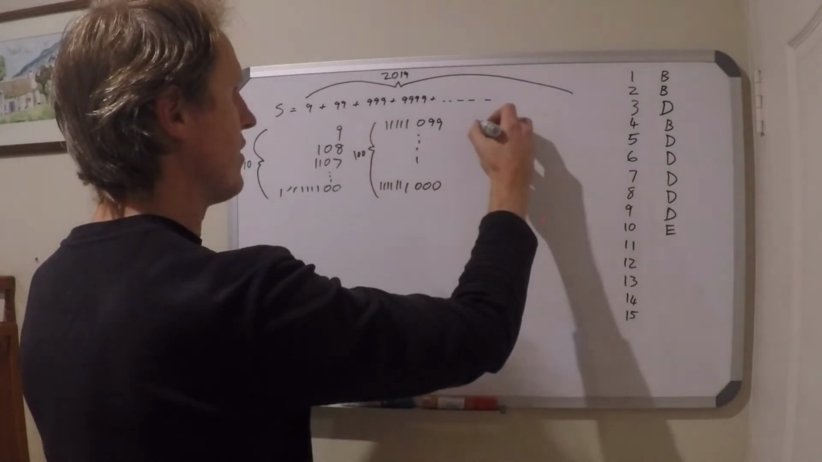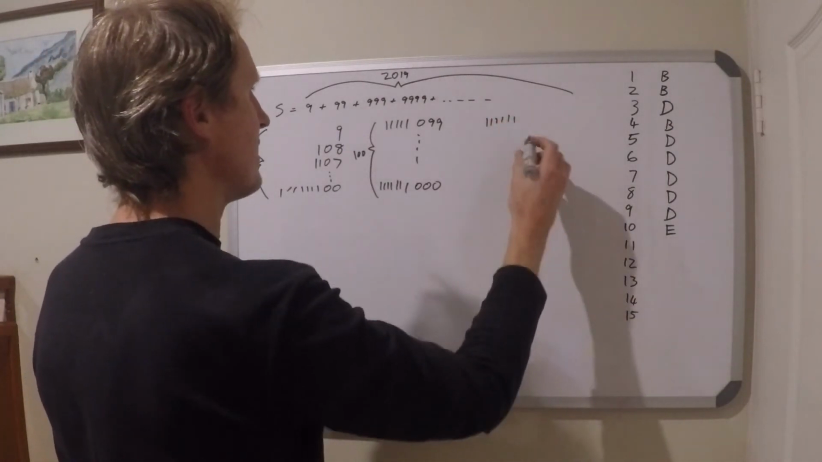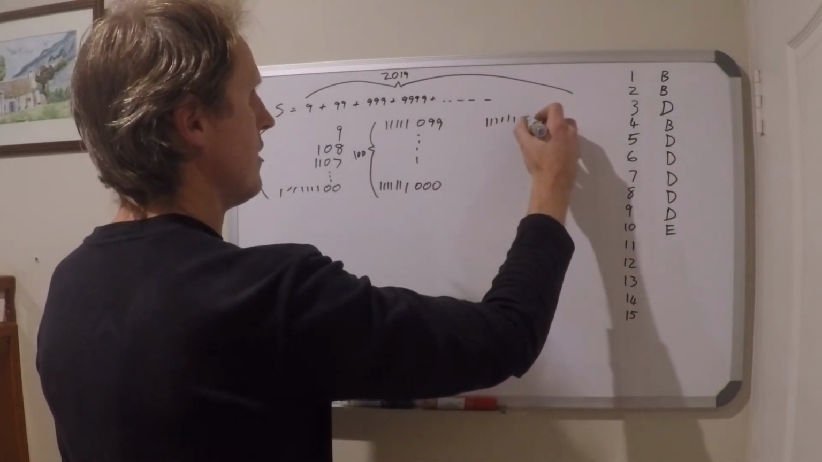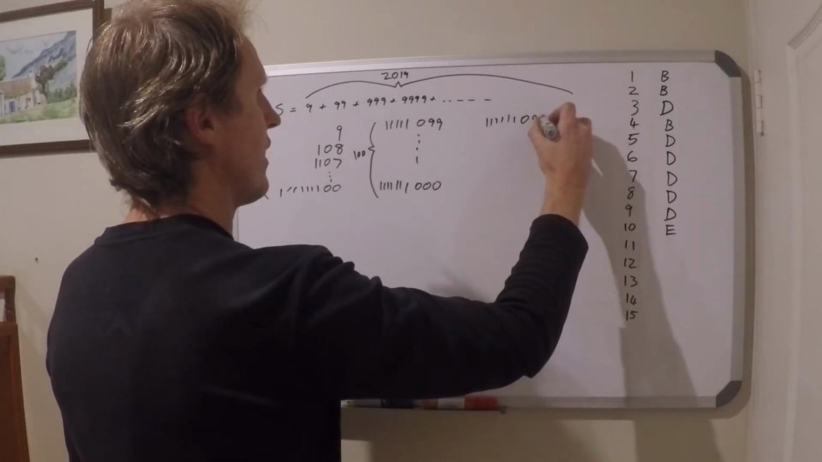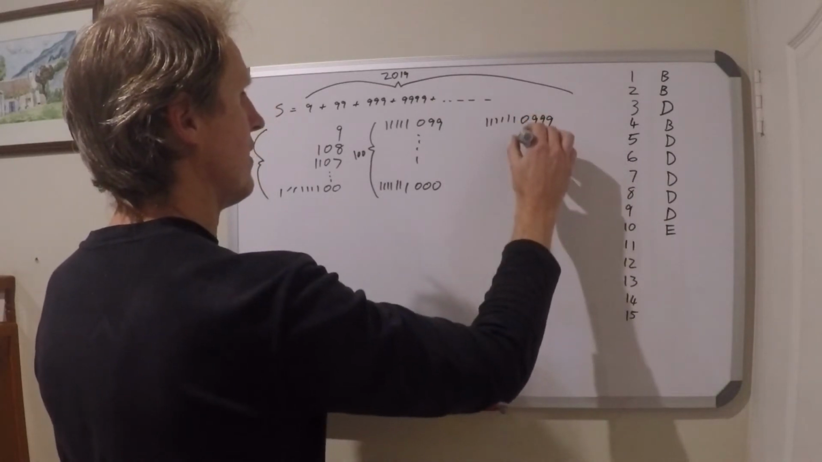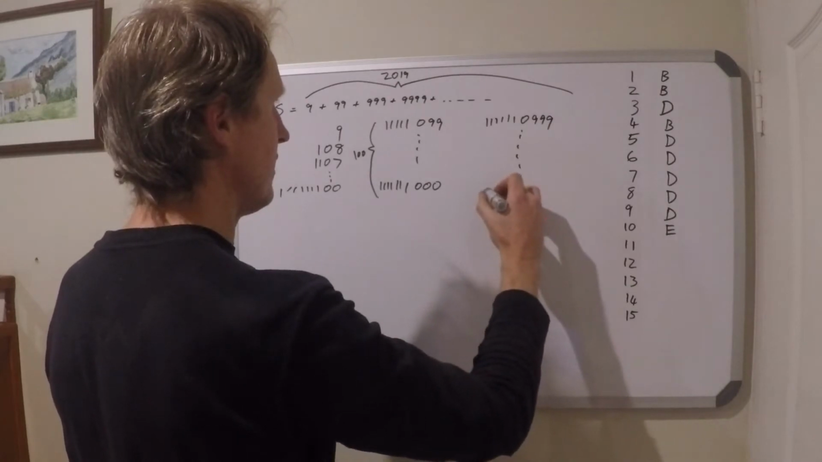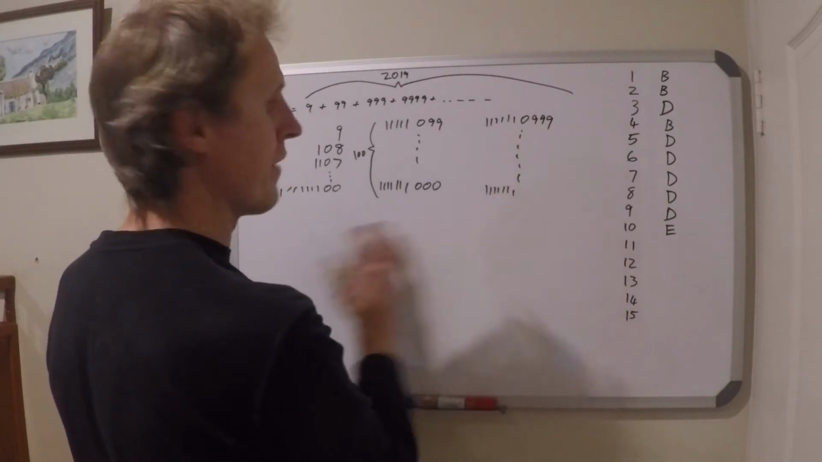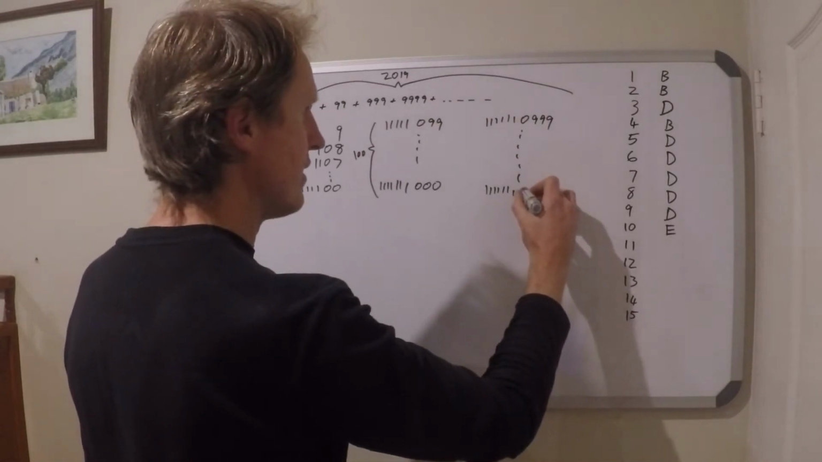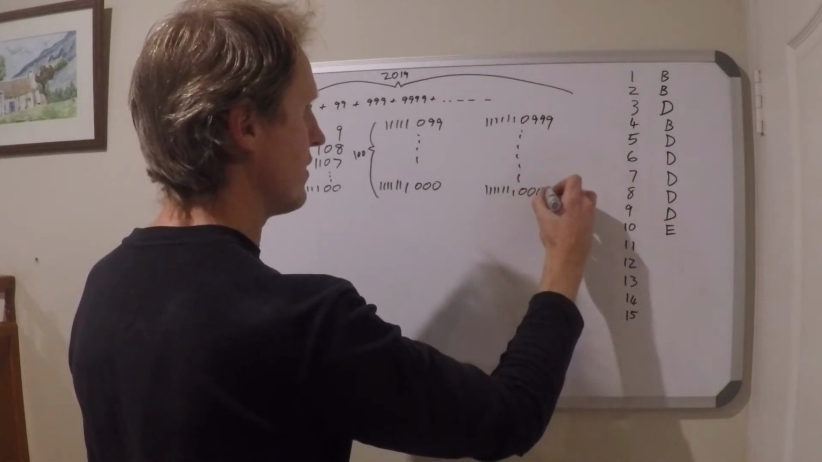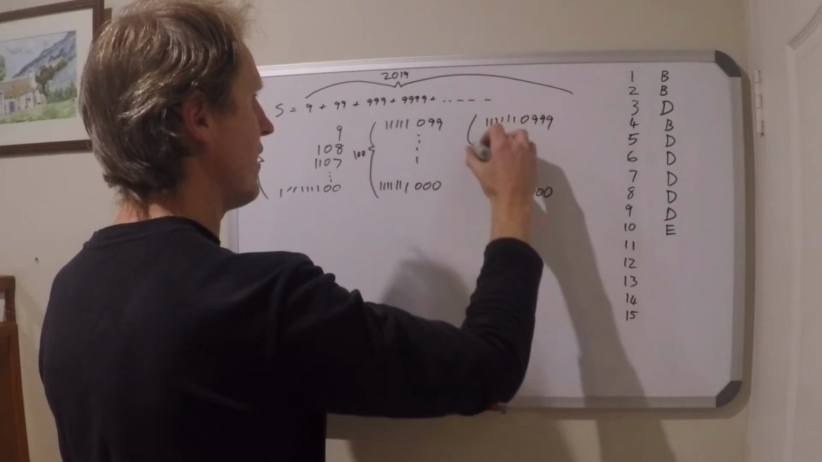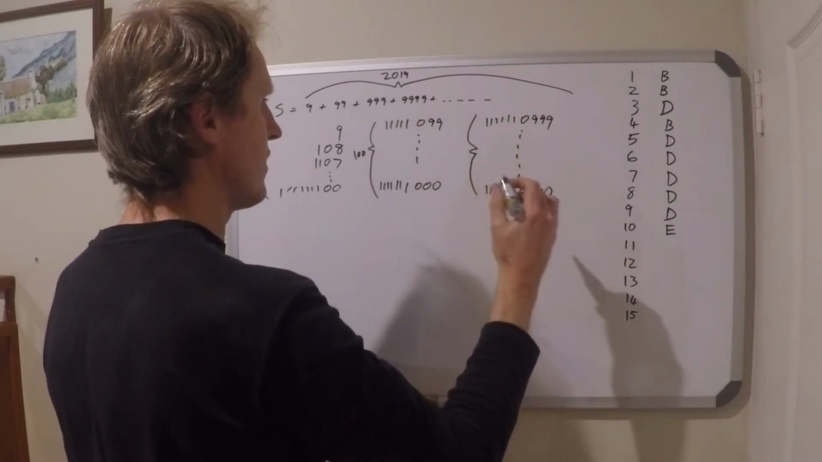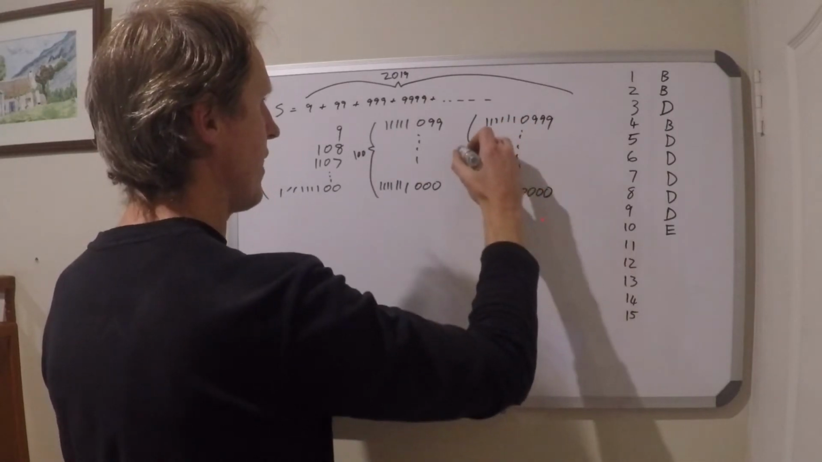The pattern then goes to a whole lot of ones in front, 0, 9, 9, 9, up until a whole lot of ones. I'm not going to count the ones, we'll count that at the end. 0, 0, 0, 0. And here we've got 1,000.